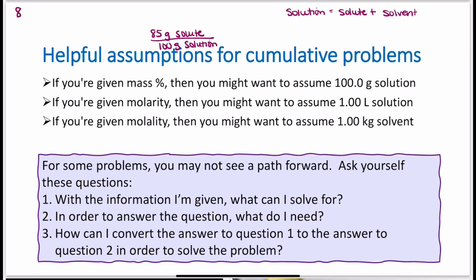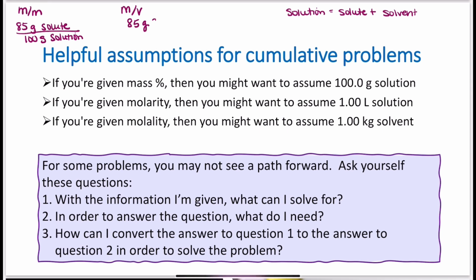If you see M over V, 85 grams, or whatever the value may be, of solute to 100 mils of solution. And if you see V over V, 85 mils of solute to 100 mils of solution. And really the reason we use the different ones is because of how we measure it in lab. Sometimes it's easier to just measure mass, sometimes it's easier to measure volume.